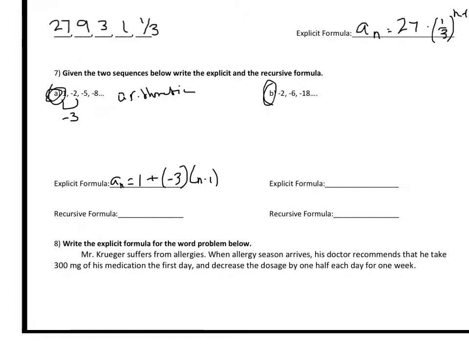Nice. The recursive formula, if I want to find the next term, I have to take the term before it, so it's going to be a sub n minus 1, and whatever that common difference is. In this case, it's subtracting 3, or you could do adding a -3, whatever you want to do. But to get the next term, I always subtract 3, subtract 3, subtract 3. And there you go.